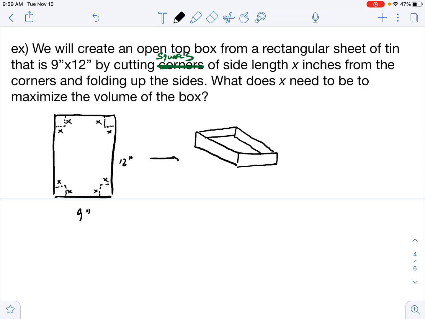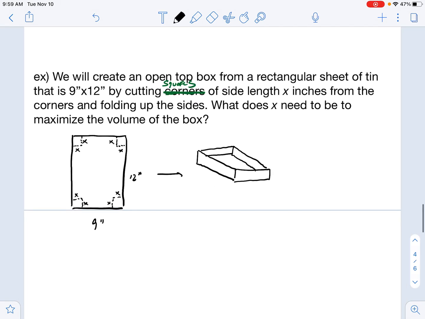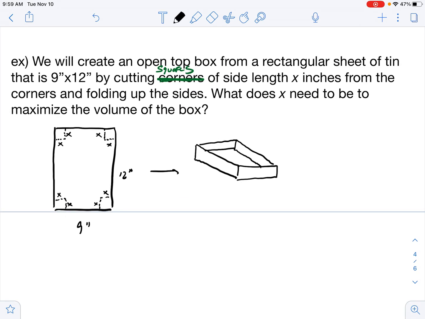Okay? And so now our job is to kind of try to label this thing in terms of its side lengths, okay? What does x need to be? How far in are we cutting to maximize the volume of the box, okay? So we want to maximize volume. Now typically we think of volume of a box as length times width times height, okay? Ultimately, these are all going to be in terms of x.